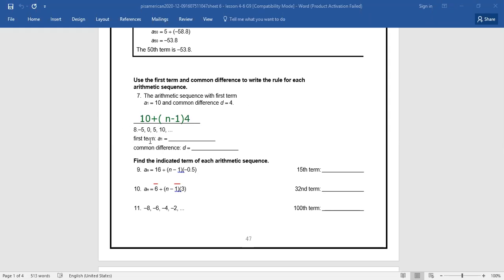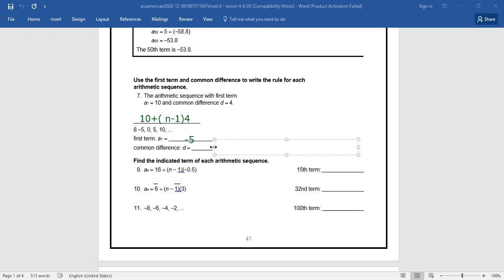Second question: negative 5, 0, 5, and 10. For sure it's an arithmetic sequence. What is the first term? Negative 5. Yes, so this is the first term. What is the common difference?